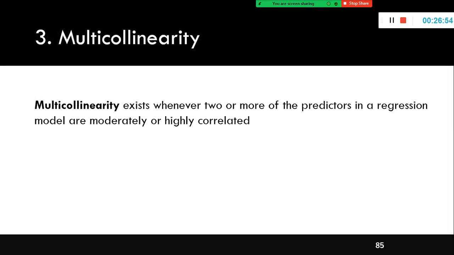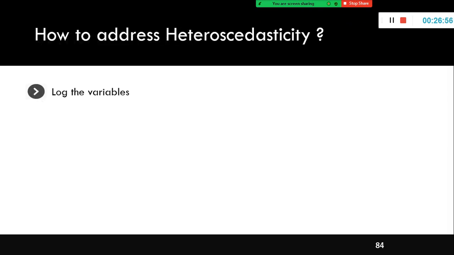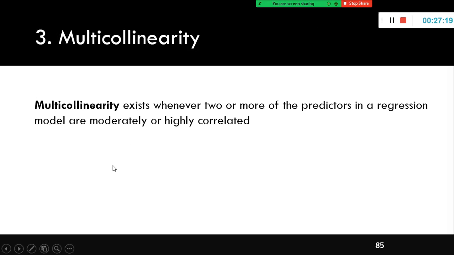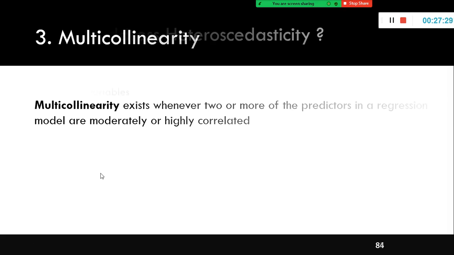How to address heteroscedasticity? You can take the log of the independent variable, and then check your adjusted R squared or MSE. If the error is lesser, then you have addressed the heteroscedasticity issue. This is one way of addressing it. Apart from that, we have something called the Box-Cox transformation. That is not required now. When you apply the Box-Cox transformation, you can also address this issue.